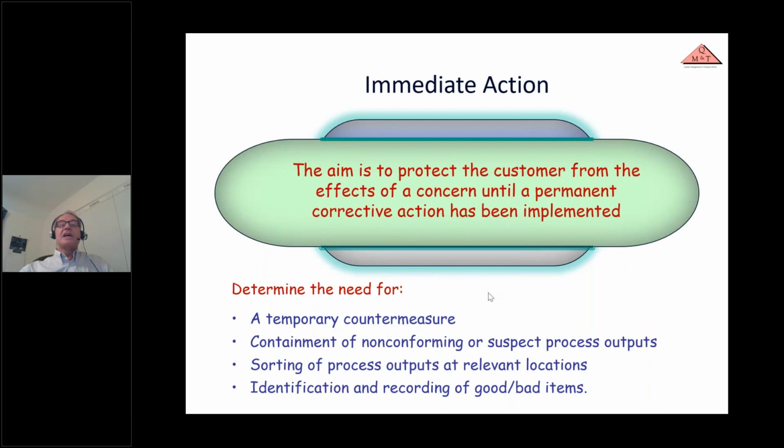The aim is to protect the customer from the effects of a concern until a permanent corrective action has been implemented. It's necessary to determine the need for a temporary countermeasure, containment of non-conforming or suspect process outputs, sorting of process outputs at various locations, wherever they may be, to determine whether they are good or bad, and identification and recording of the number of good and bad items. And that can be very useful to the team because it provides them with additional information, and that can help them to scope the problem in more detail.